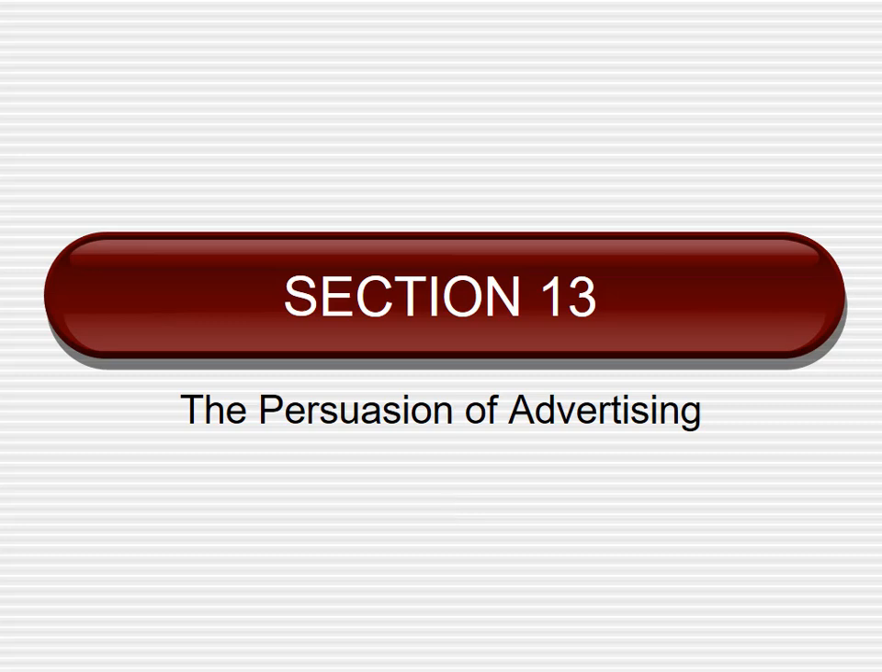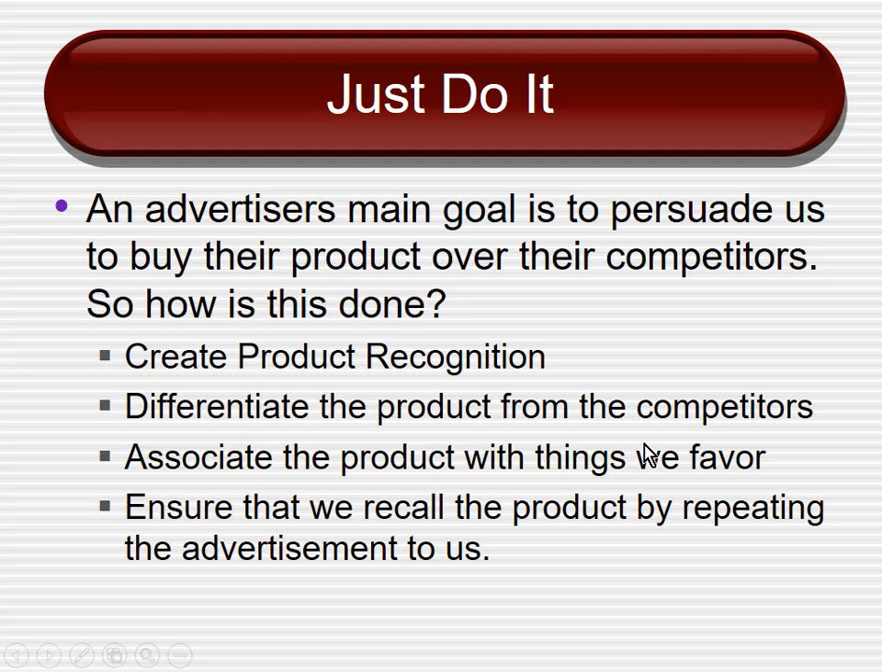So let's talk about the persuasion of advertising. A main goal of an advertiser is to persuade us to buy their product over their competitors, right? That's what advertising is supposed to do. It's supposed to not just make you want to buy a product, but there are so many competitors out there in the market that good advertising wants us to buy their product. So much of marketing is actually just about brand and promoting your brand, convincing people that your brand is the right brand out of all the products available, that it should be their choice to purchase that particular brand.